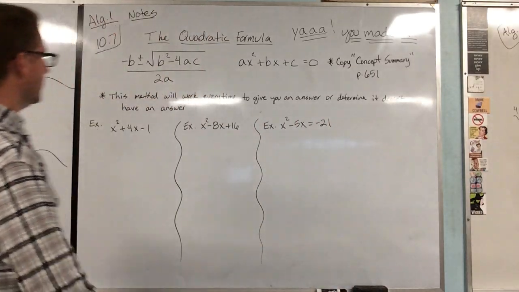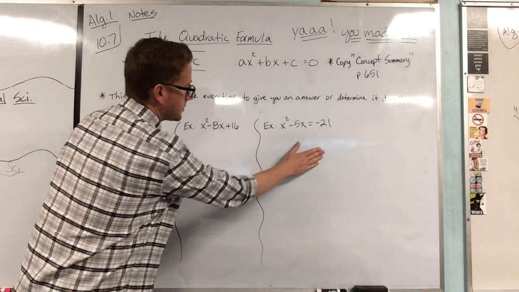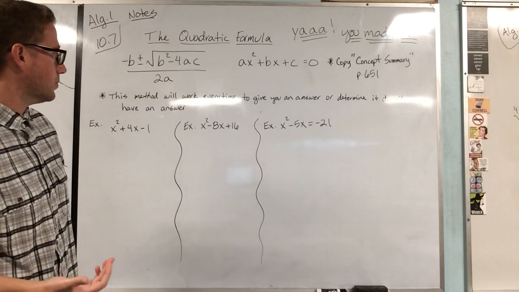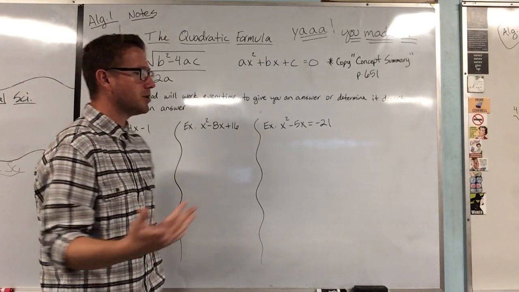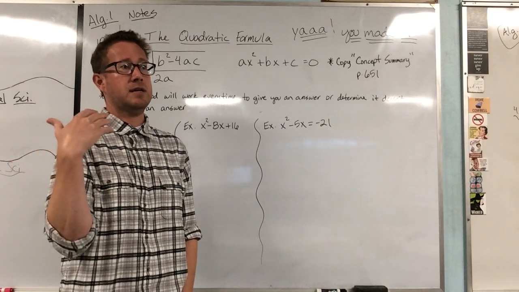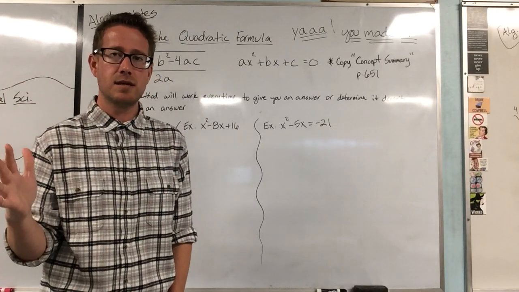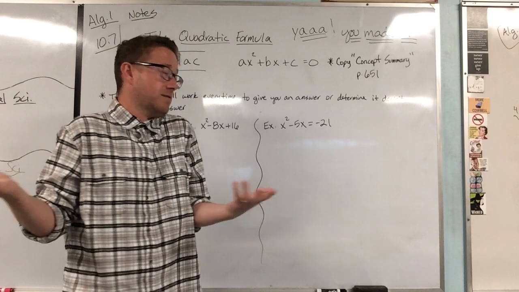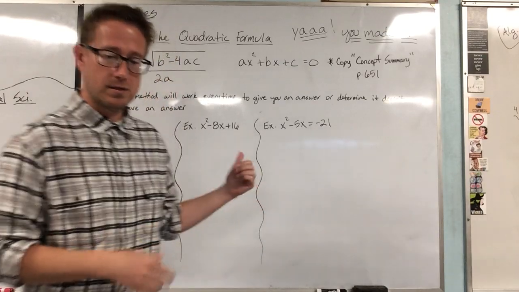Okay? So we're going to do 3 example problems here. These example problems should show you if you're going to have a square root, a nice, round, easy number, or maybe no solution. So let's work these out.